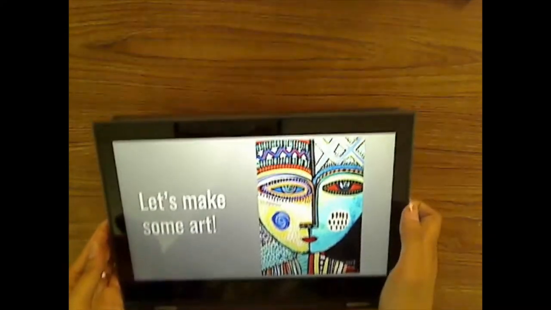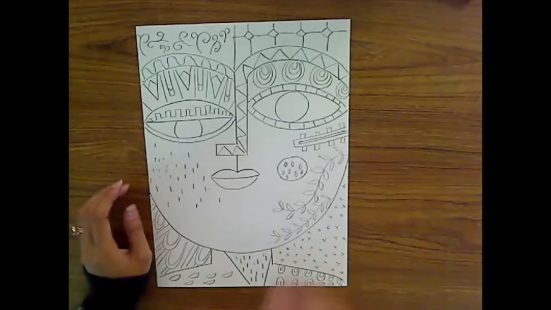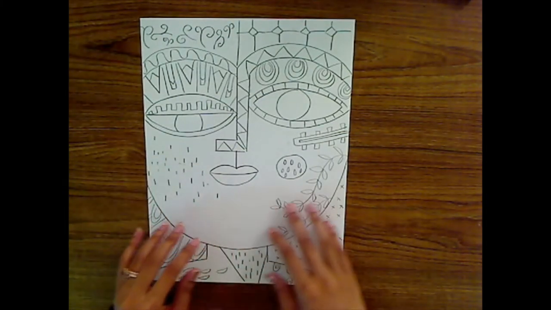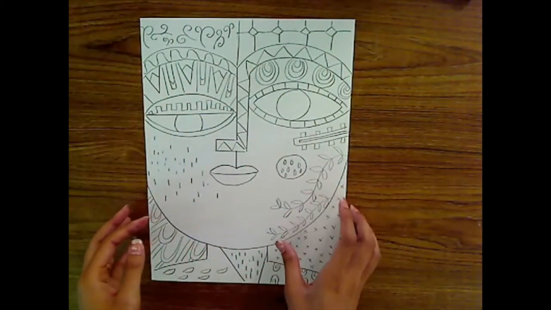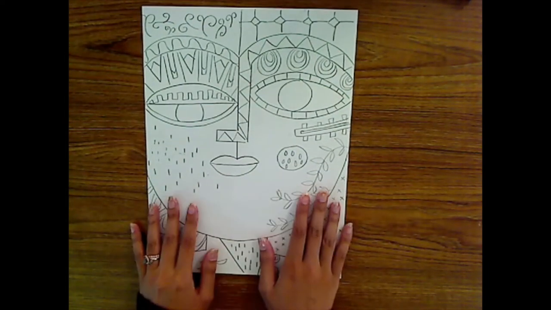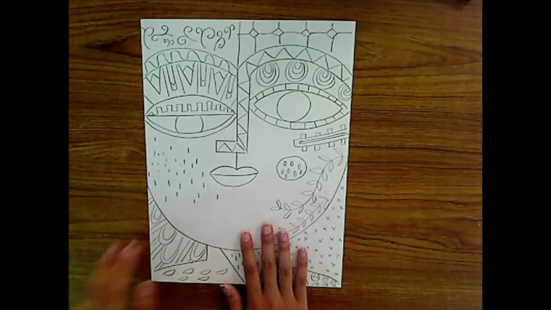So let's get back to the artwork that we started last week. Last week, we drew a portrait in the style of Sandra Silberzweig. We used lots of different patterns to fill up that space. This week, we are going to color everything in. So this week is just all about coloring.